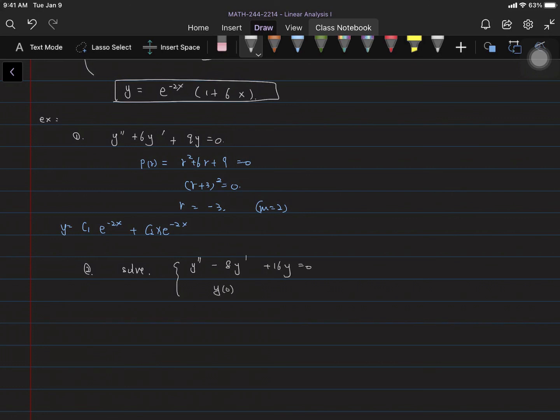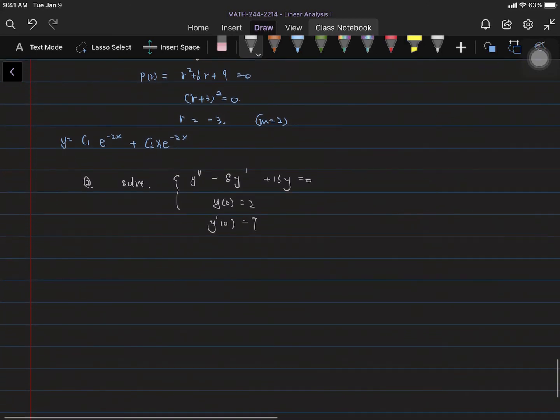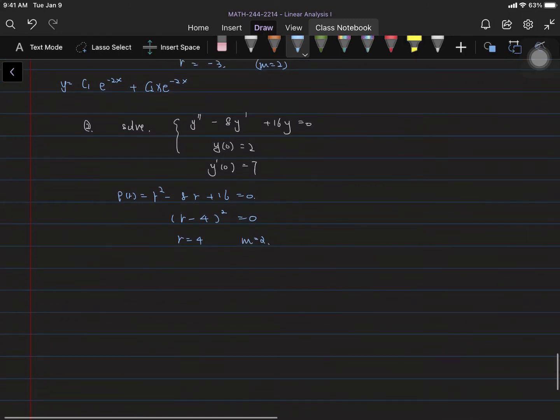The initial conditions are given. I'm going to give the solution, but you can try by yourself. The first step is the characteristic equation, which should be r minus 4 squared when we factor, right? So r should be 4 with multiplicity 2. So the solutions should be e to the 4x and x e to the 4x. Those are the solutions.